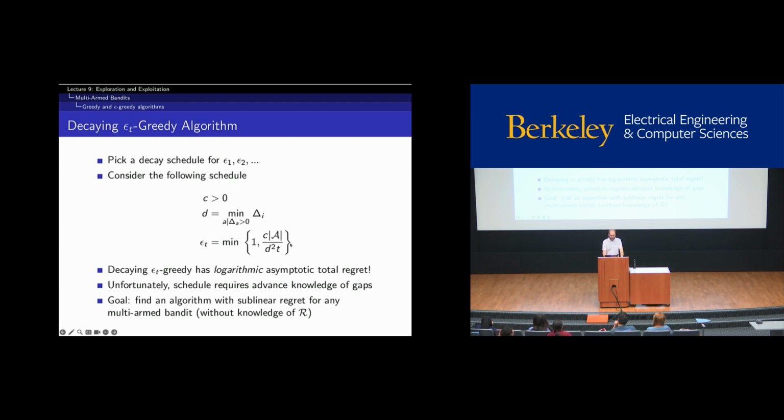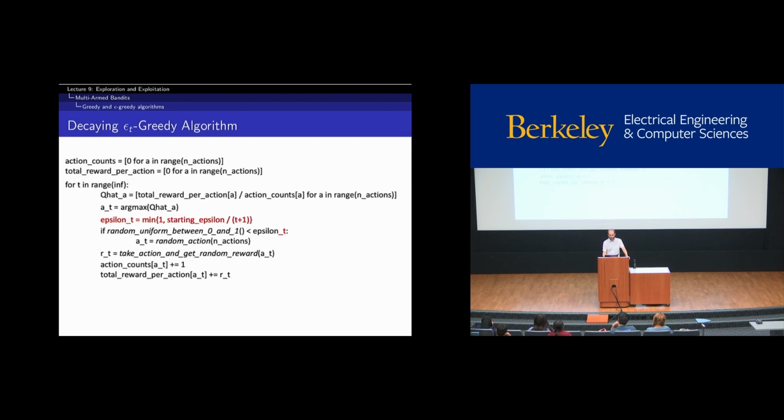Setting this intelligently requires knowledge of how suboptimal different actions are. Don't worry about the details so much, although just know that there are some costs to it. What we'd like to find is an algorithm with sublinear regret without knowing anything about how suboptimal different things are.